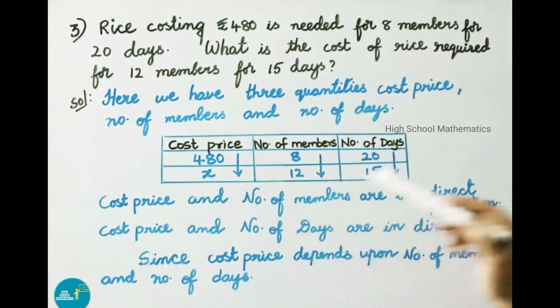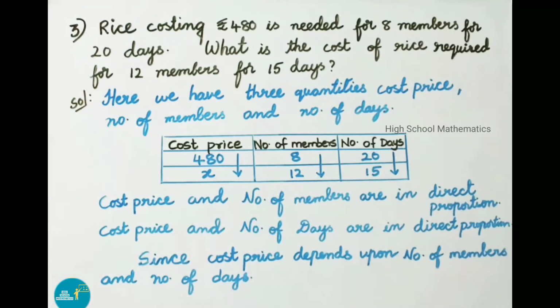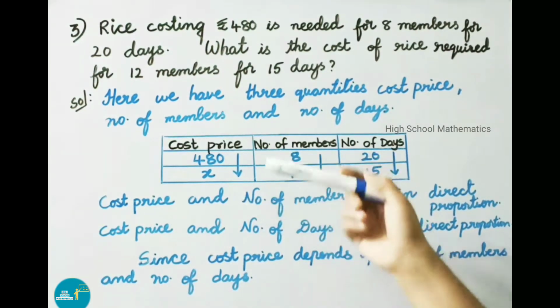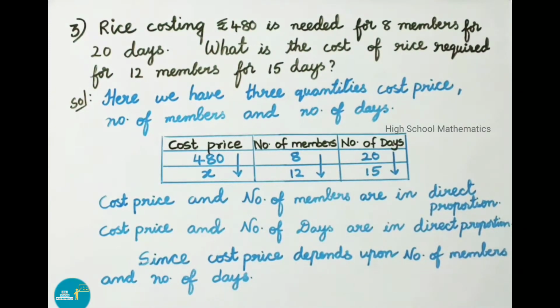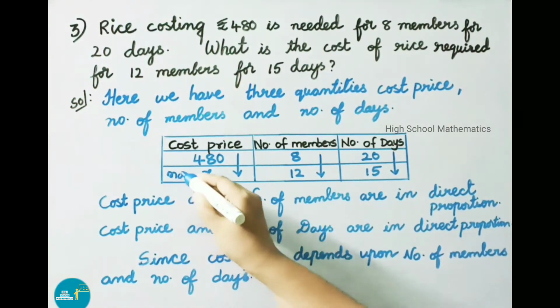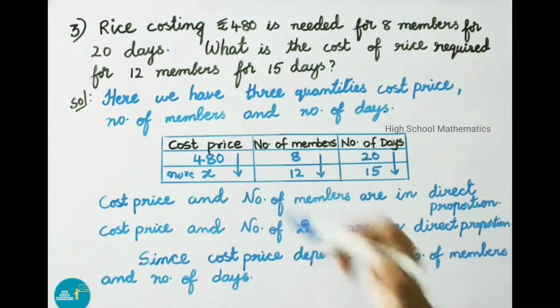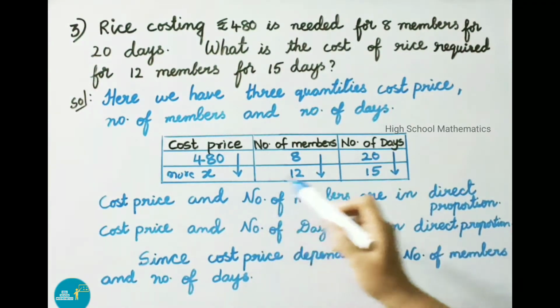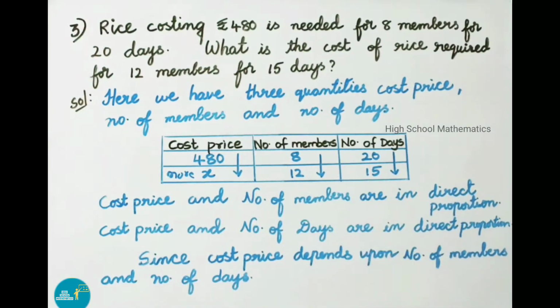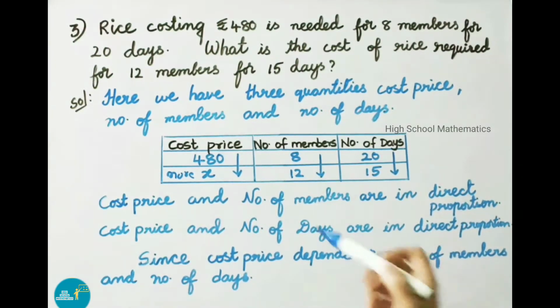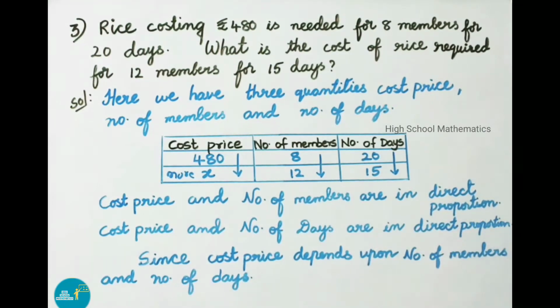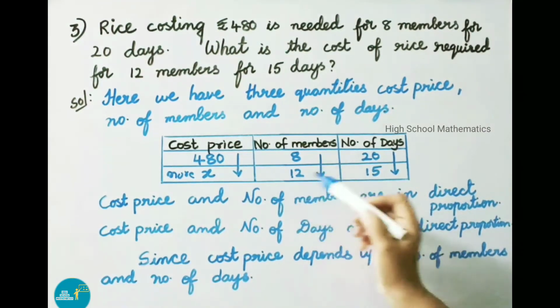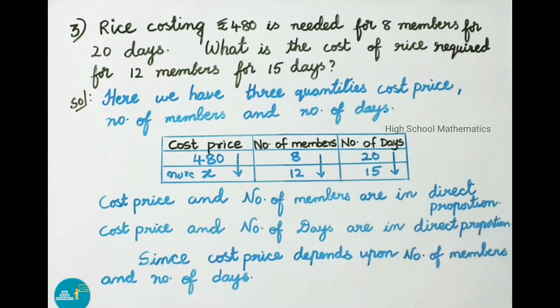Now this cost price we have to compare with the other 2 quantities. Let us compare cost price and number of members. 480 rupees rice is required for 8 members. Then for 12 members, more cost price is required. So this value may be more. Less cost price, less members; more cost price, more members. So both quantities are in the same proportion. So cost price and number of members are in direct proportion. So we have represented with the same arrow here, that is the downward arrow.